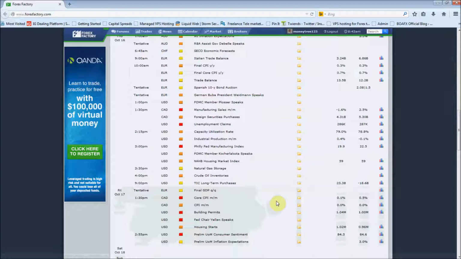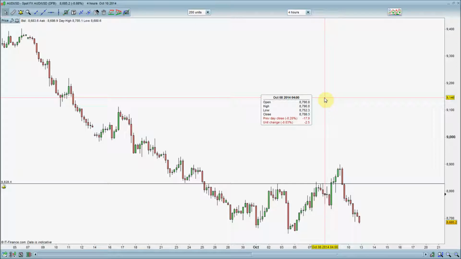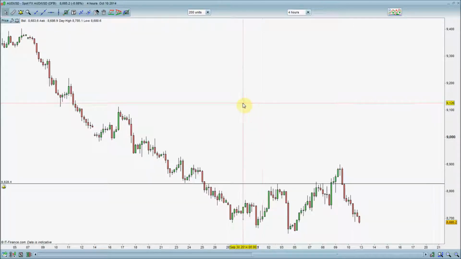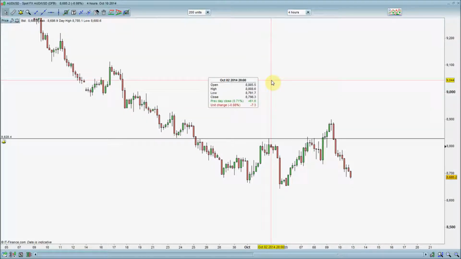Okay, so let's move on to the charts. Here we've got the Aussie dollar. The first one we're going to be looking at is Tuesday's alert at 1:30, the Aussie dollar NAB business confidence. The Aussie's fallen quite sharply. It's still been talked down by the RBA at the moment, saying it's still too strong.